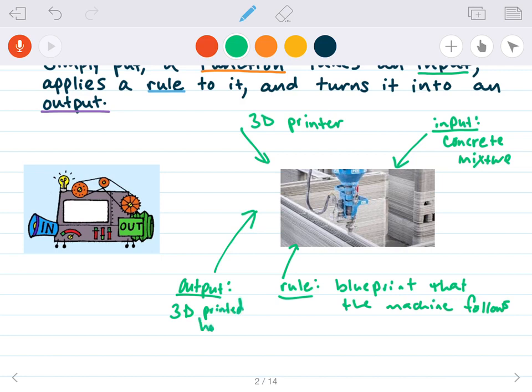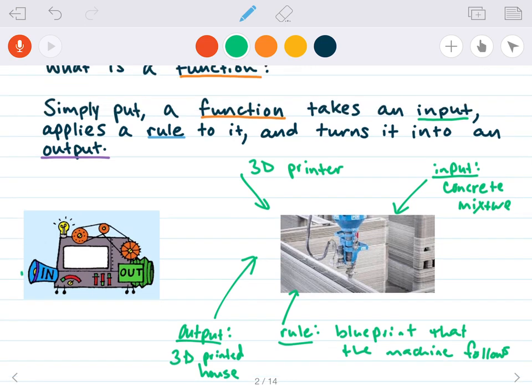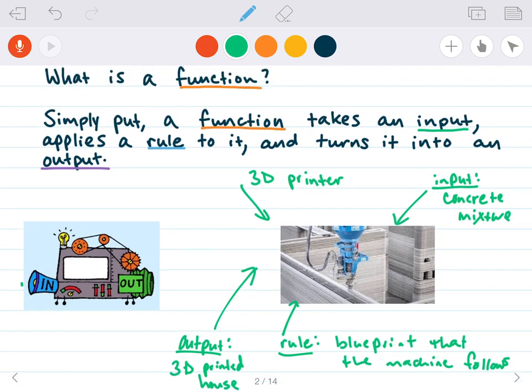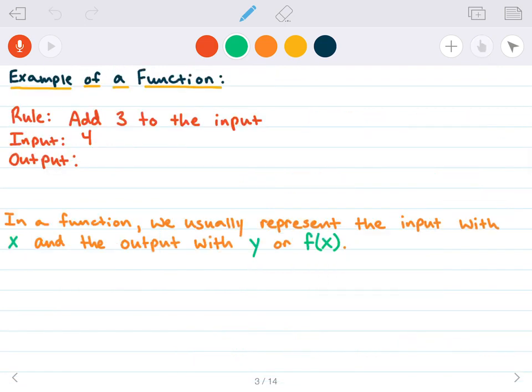There are all kinds of different examples you can think of with functions, but I like this example because it's super relevant in our lives today. These 3D printers are popping up everywhere. But that is what a function is, simply put. Okay, so let's try to make the definition a little bit more abstract.